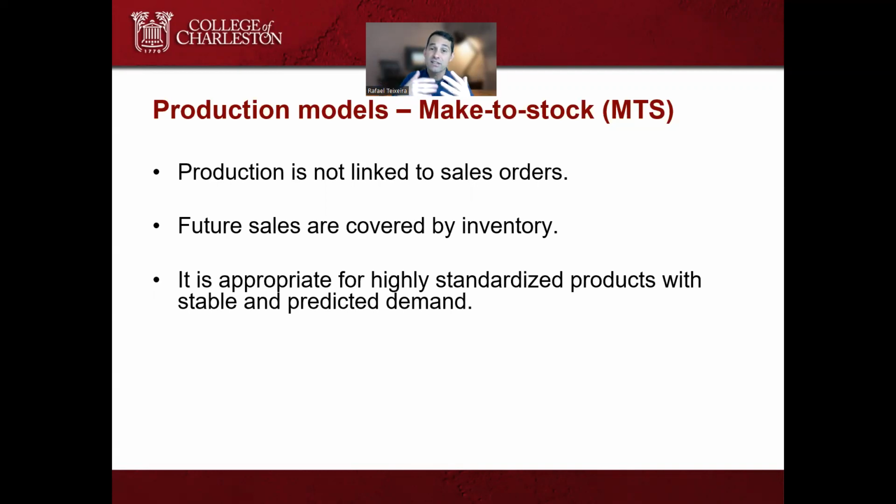The company knows the demand. That's the reason we learn demand forecasting to forecast the demand. But then the company uses this information to produce for stock, for inventory. This is the reason that production is not linked to sales order. So we produce, put in inventory, and then we sell. Future sales are covered by inventory.